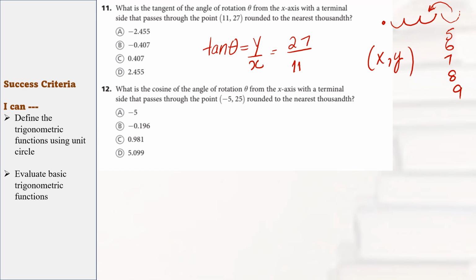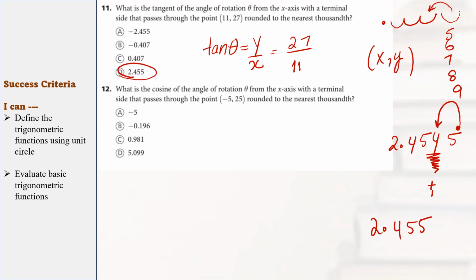2.4545. Look, we have to go till here, right? So after the 4 there is a 5, so you have to add 1 in this one. So your answer will be 2.455.